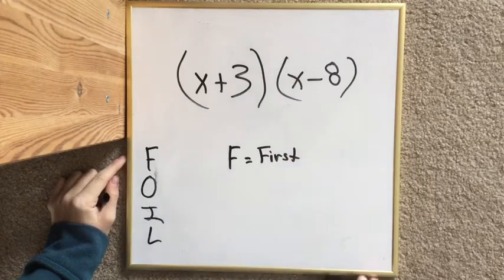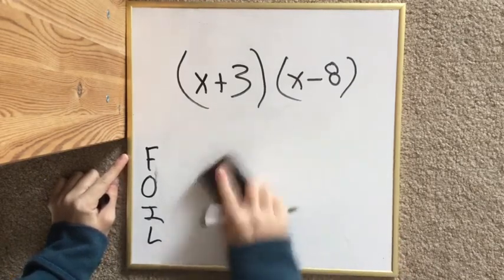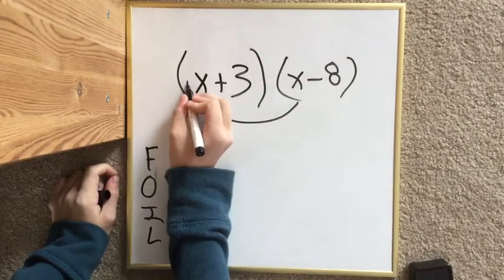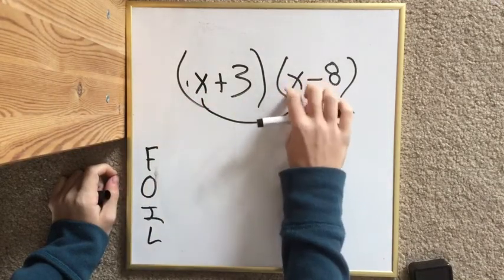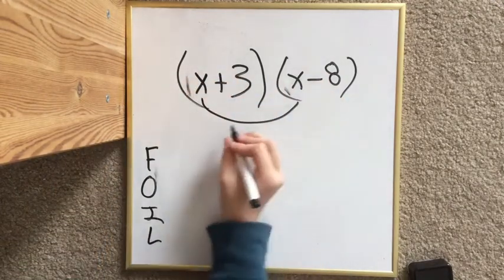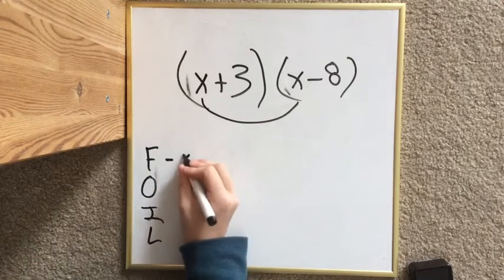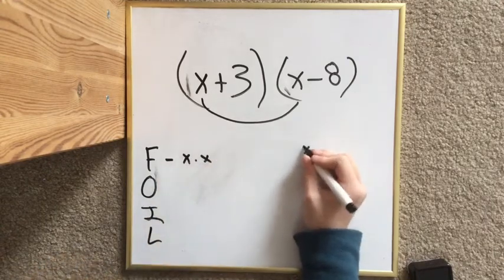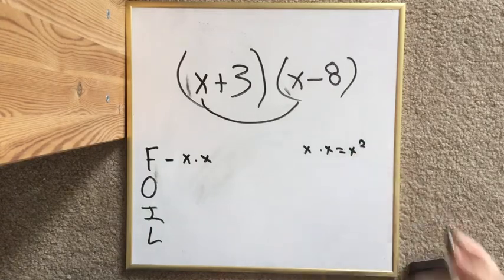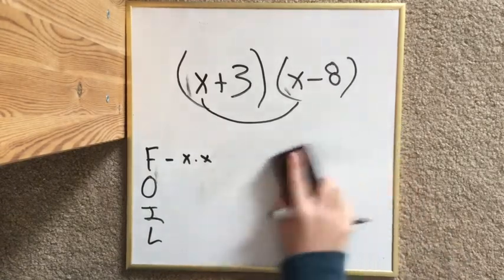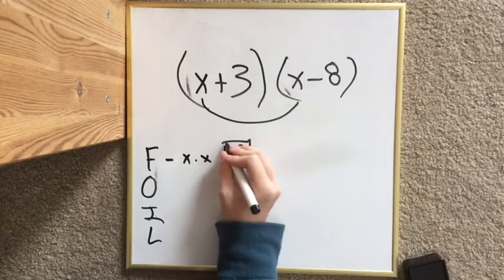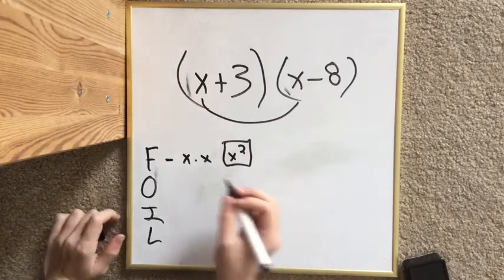So the first step to doing this is to multiply the first two together. The x is the first in both sets of parentheses, so we're just going to multiply the x and the x. That's not a negative, that's just a dash. x times x, we know that x times x is x squared. So for the F, we have x squared. Just going to put a box to make sure you can see that.